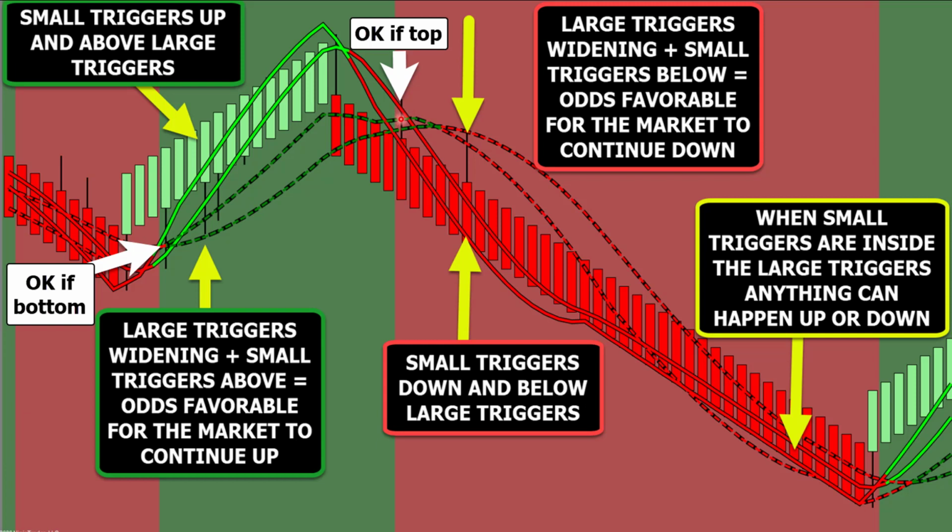You will notice after both triggers roll, and the small triggers are down, and below the large triggers with the large triggers strong and widening, you will be able to take more trend trades in the direction of the trigger lines.